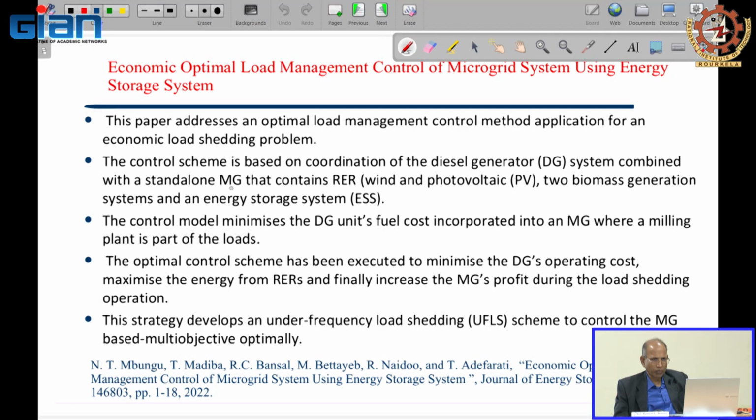Okay, so basically it develops a strategy for an under frequency load shedding scheme to control the microgrid based on multi-objective optimality. This paper, economic operation of load management control of microgrid system using energy storage system, was published in the Journal of Energy Storage, an Elsevier journal. Quite a nice impact factor, very recently.